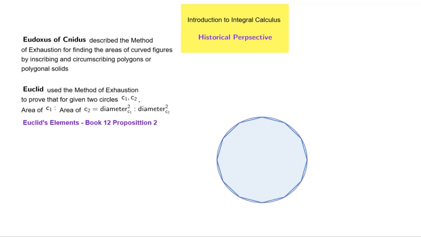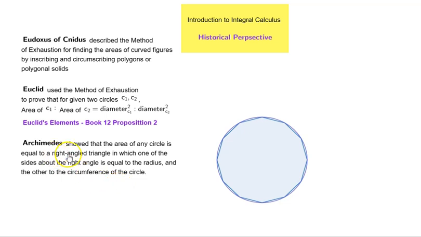And around 2200 BC, Archimedes came along. He showed that the area of any circle is equal to a right-angled triangle in which one of the sides about the right angle is equal to the radius and the other to the circumference of the circle. And he also used the method of exhaustion. This he describes in Measurement of a Circle, proposition 1.